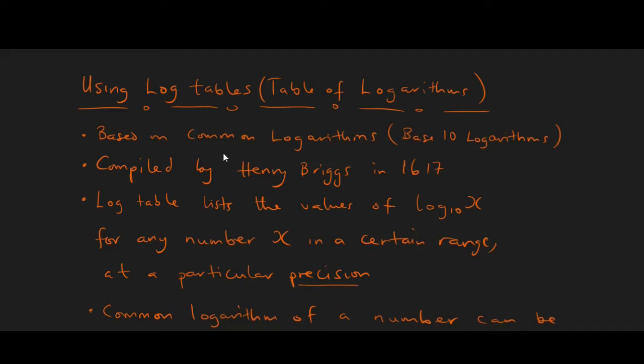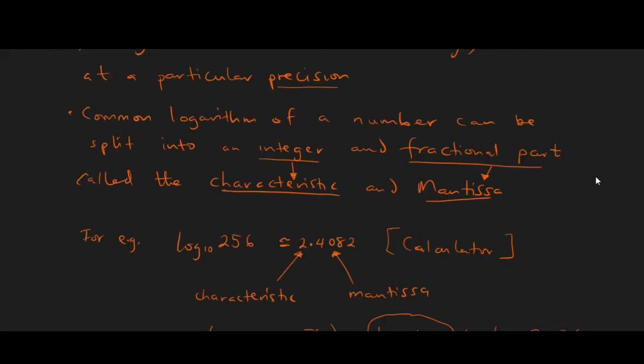So the log table actually lists values of the function log to the base 10 of a certain number x, which is in a certain range and at a particular precision. So now let's get into our discussion of using log tables to solve logarithm problems. First, we need to know that the common logarithm of a number can be split into two parts, an integer part and then a fractional part. The integer part is called the characteristic and the fractional part is called the mantissa.